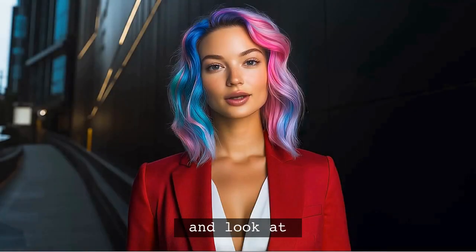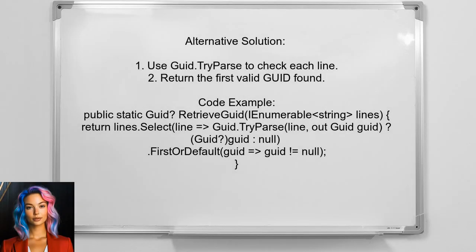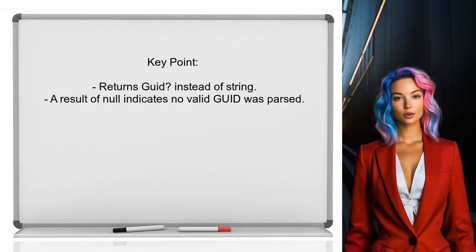Let's move forward and look at another answer. An alternative approach provided by a user involves using the Guid.TryParse method. This method attempts to parse each line for a valid GUID and returns it if successful. This method returns a nullable GUID, meaning if no valid GUID is found, it will return null.